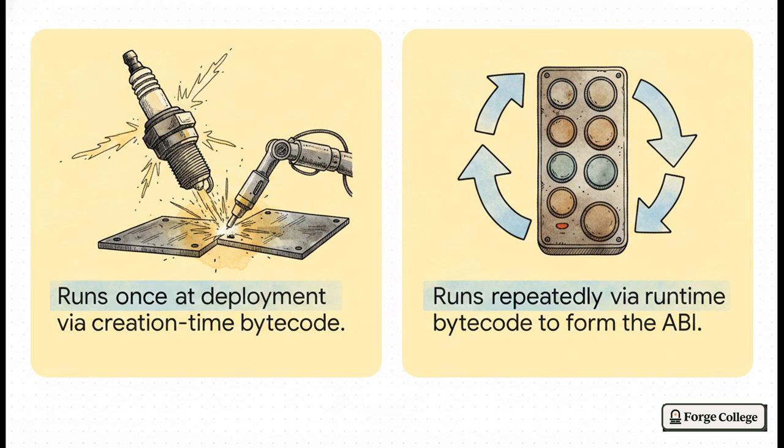Think of the constructor as the spark plug on the factory assembly line. It fires exactly once, the very moment the contract is deployed, using creation time bytecode. Its entire job is just to set up the initial state, like welding the parts together. Functions, on the other hand, are the buttons on the machine. They run repeatedly, they make up the runtime bytecode, and they actually form the ABI, which is essentially the menu of actions your users can take once the machine is fully operational and out in the wild.